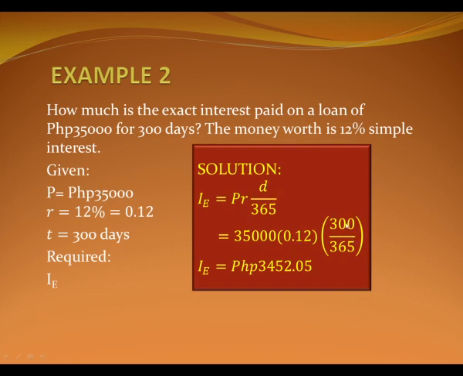In order to convert into years, we have to divide by 365, for the reason that the given interest, or we have to find the interest, is the exact interest. So we have the exact interest as 3,452.05. So this is the exact interest that we have to determine.